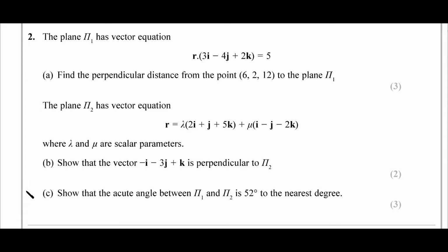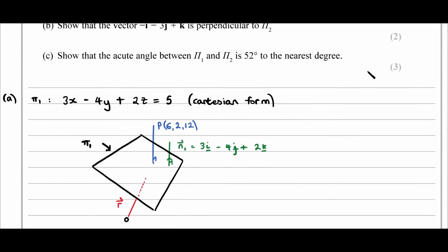Question 2. The plane pi1 has vector equation r dot product with 3i minus 4j plus 2k equals 5. And for part A, we have to find the perpendicular distance from the point (6, 2, 12) to the plane pi1. So if we go down and scroll to our diagram over here, in Cartesian form, pi1 is given by 3x minus 4y plus 2z equals 5.